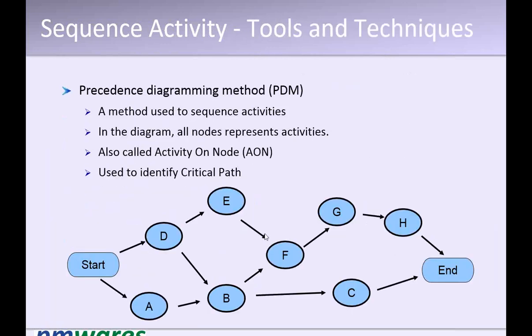So what we normally prepare is like this. This is a sample diagram. This will help us understand which activity depends on what. Who is the predecessor of what? Who is the successor of what? For example, D is a predecessor of E and B, and F is the successor of E and B.